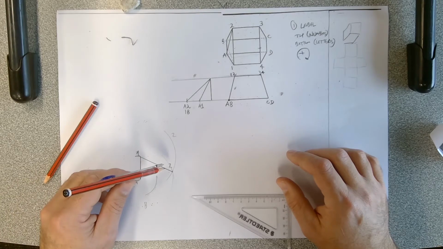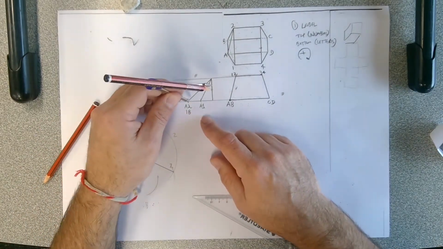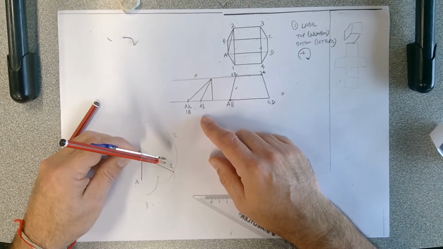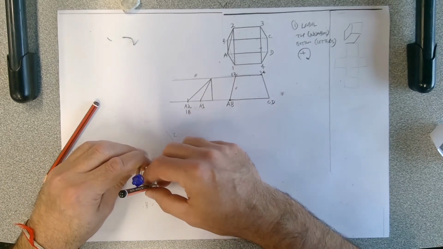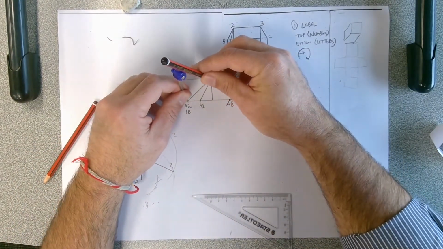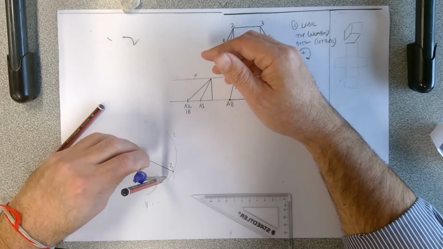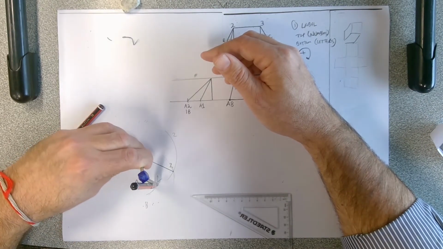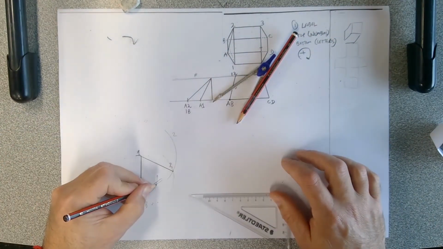And see how I was swinging from A? That's wrong, isn't it? Because it's 1B. So we need to be swinging it from 1. That's the next thing that can cause you problems. If you swing from the wrong point and you're completely wildly off, it usually means you're swinging from the wrong point. So 1B, swing the arc and do it more accurately than I just did, and you get that point there.